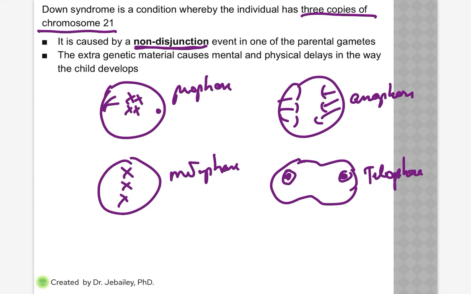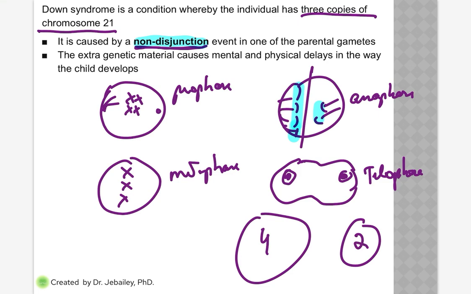So non-disjunction means, as you noticed here, that in anaphase you divide them equally. That means 3 went to one side and 3 went to the other side. However, with non-disjunction, you might happen to make a mistake. The mistake will be that you end up, in this case, maybe sending 4 to one side and 2 to the other side. So you can see right here that it's uneven, right? You have 4 going to one side and only 2 to the other. When this happens, by the end of the cell, this one will have 4 and this will have 2, and that means it's unbalanced.